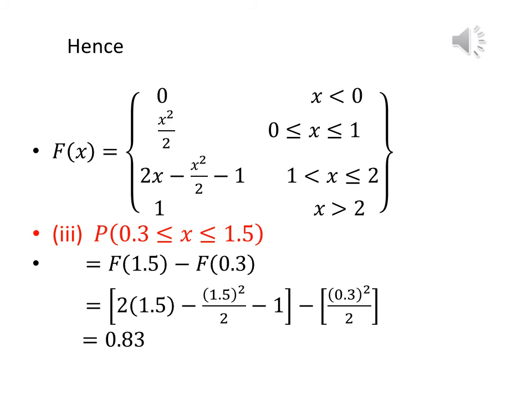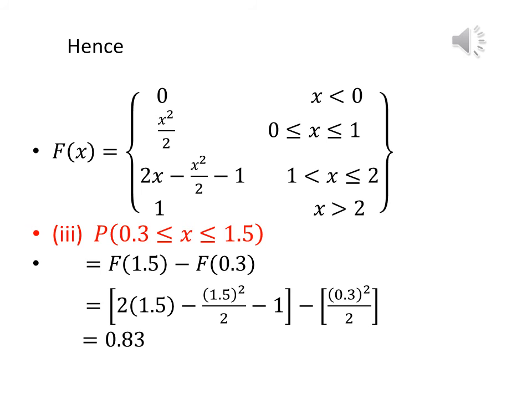What is the probability of x greater than 0.3 less than 1.5? F of (a, b) equals F of 1.5 minus F of 0.3. So F of 1.5, where is F of 1.5? Substitute x by 1.5. So 2 times 1.5 minus 1.5 squared over 2 minus 1, minus F of 0.3.